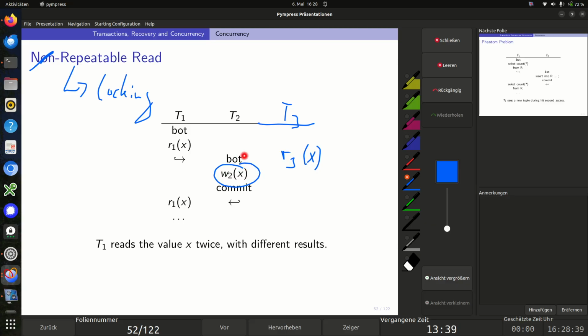So you have two kinds of locks. Only reading, you can allow multiple transactions who read a data item, but only one who writes it. Okay, so to avoid non-repeatable read, you need locking.